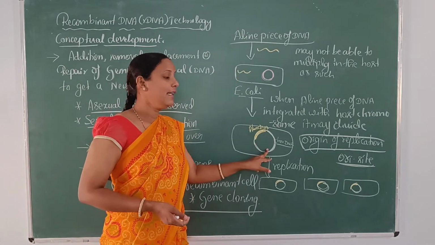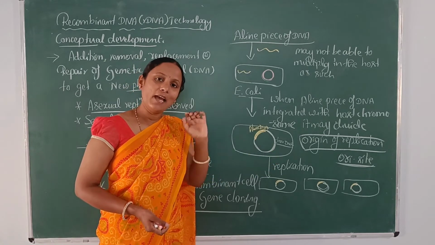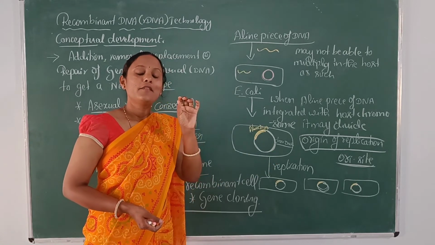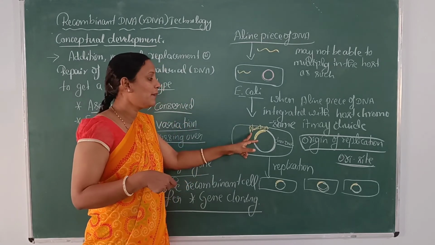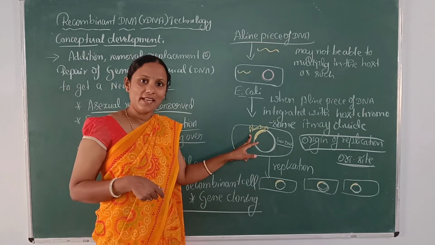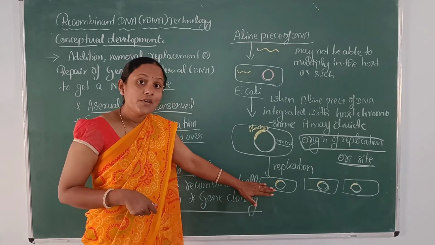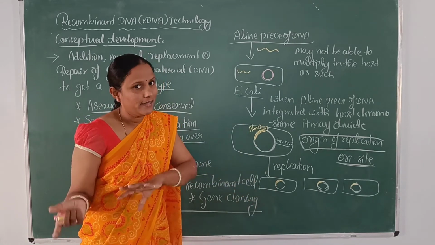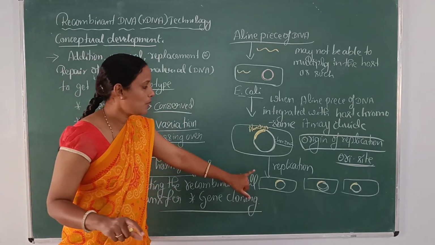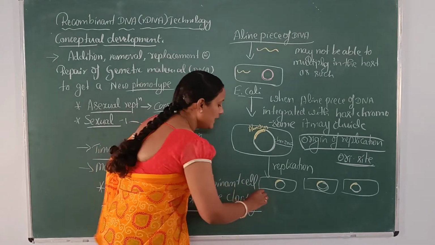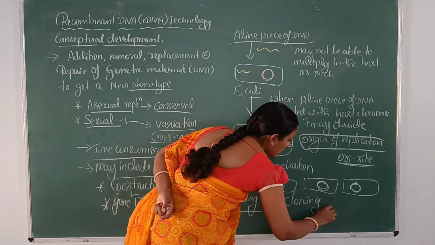Whenever it integrates with the chromosome of a host, the host chromosome has the ori site. Whenever it replicates, along with that, it also replicates the alien piece of DNA. Not only that, it will be transferred to the next generation. It will be maintained as such. And this process is called cloning.